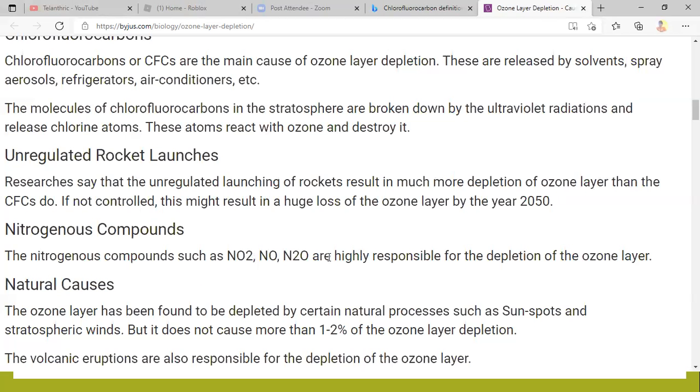Yeah, those are highly responsible for the depletion of the ozone layer. So we're gonna stop there for now.